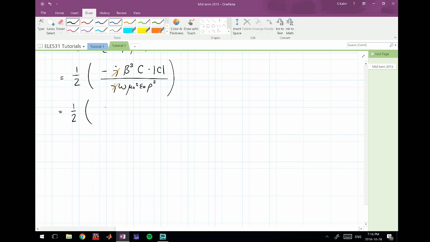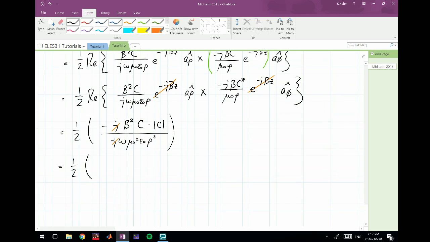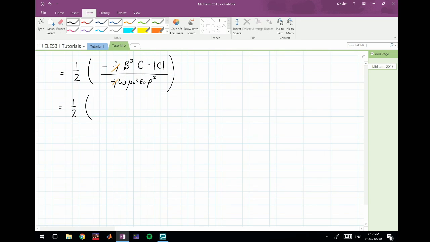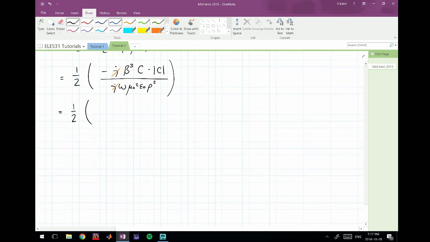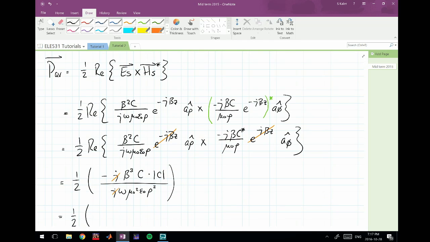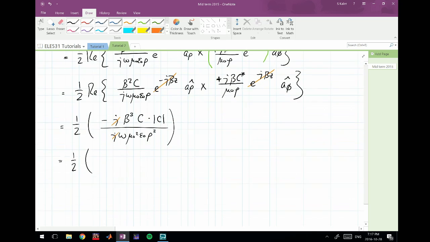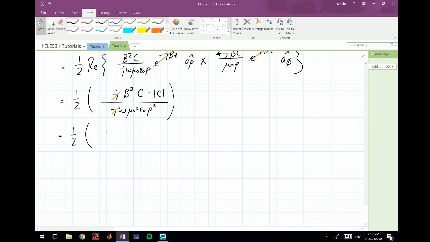Holy crap, this gets messy. Anyhow. Sorry, I lost myself here. Made a mistake here. This should be positive. Anybody tell me why this is positive? Exactly. Conjugate. Should be positive, right? So that's why I kind of lost myself there. Beta cubed.